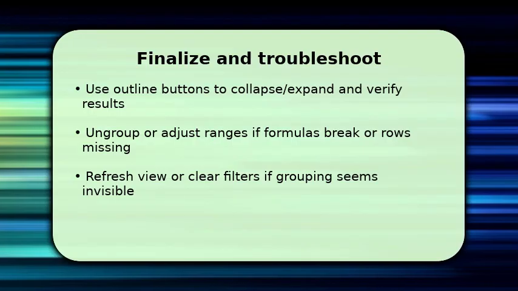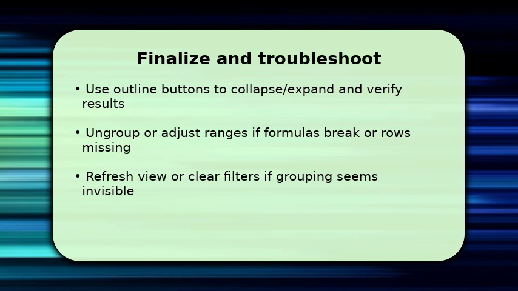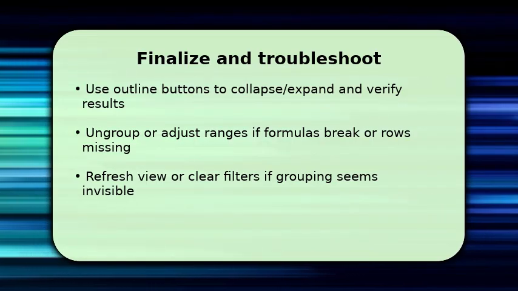Finish by testing the outline controls. Collapse and expand each group to verify rows hide and reappear as expected. If a formula fails or data disappears, ungroup the affected range, inspect references, then regroup with corrected boundaries.